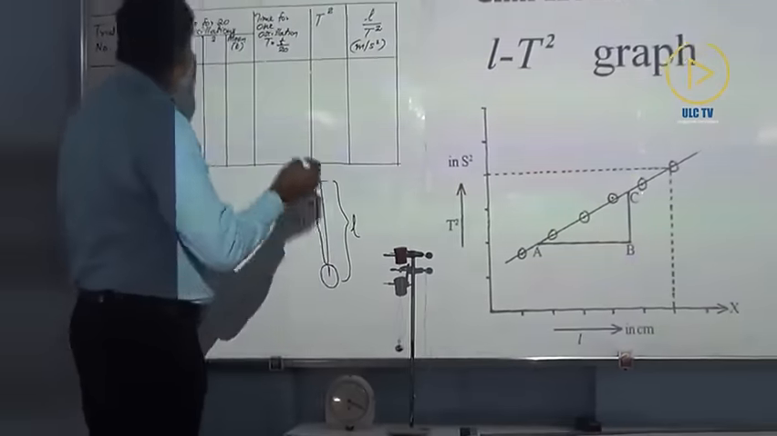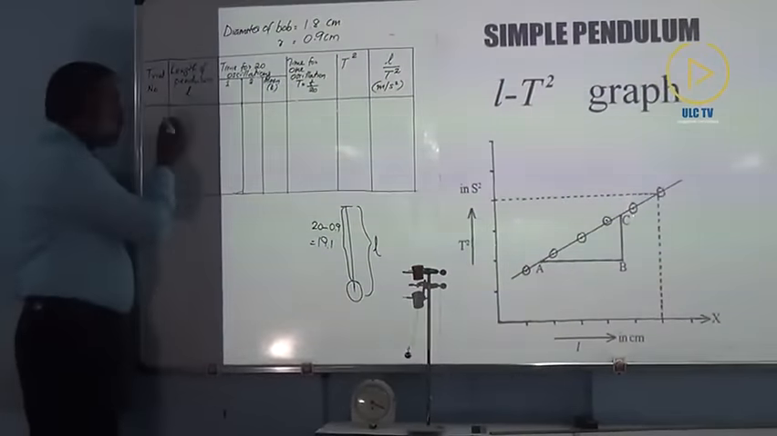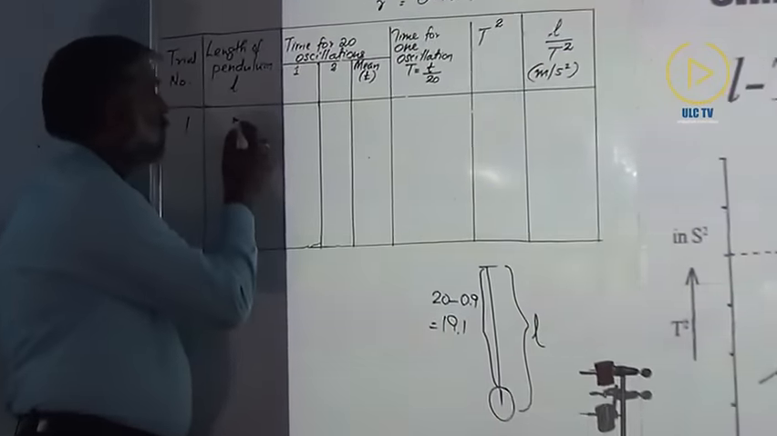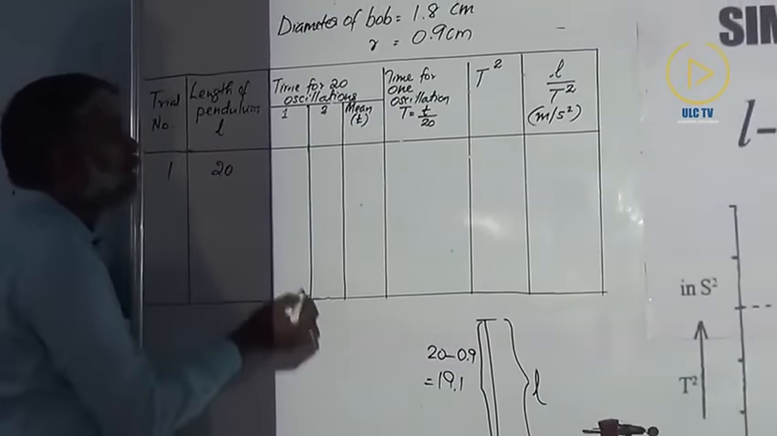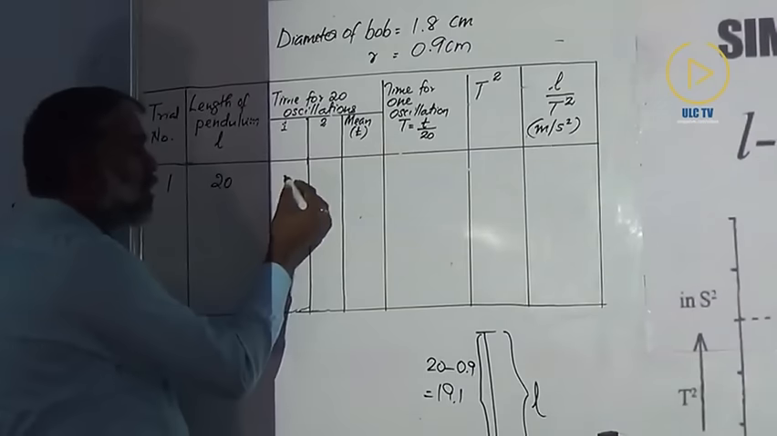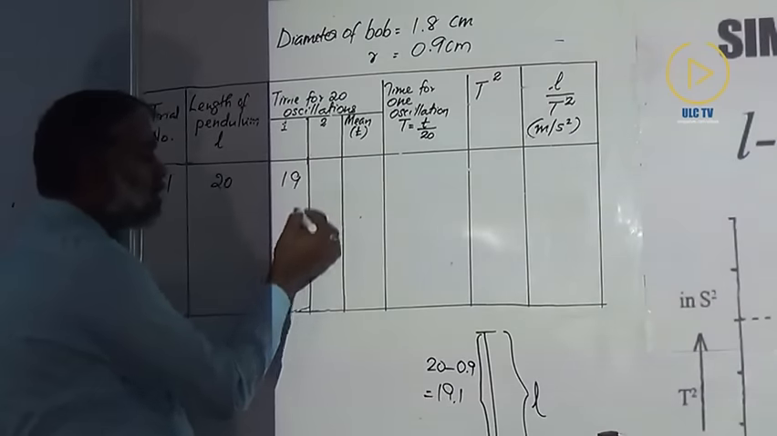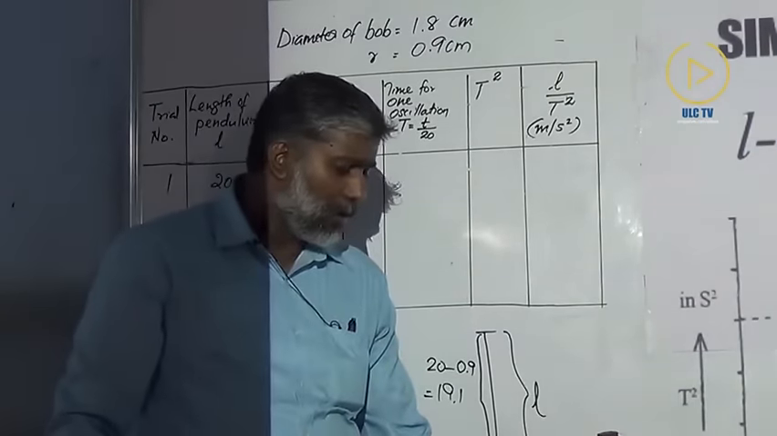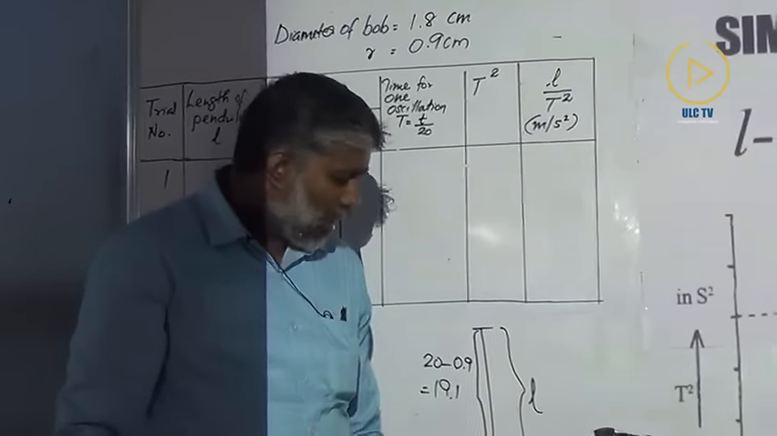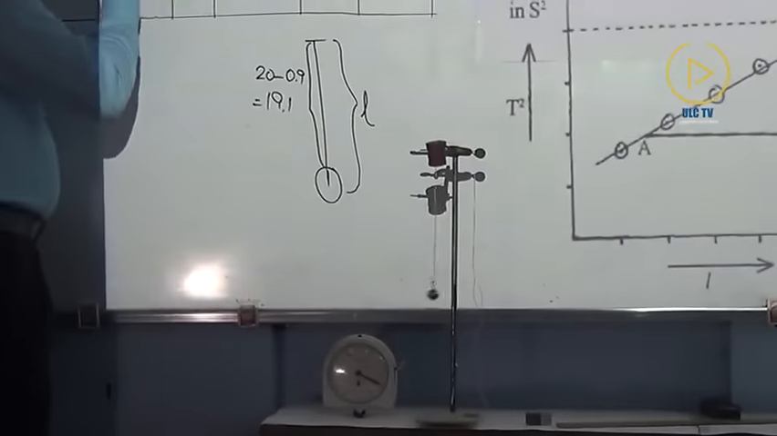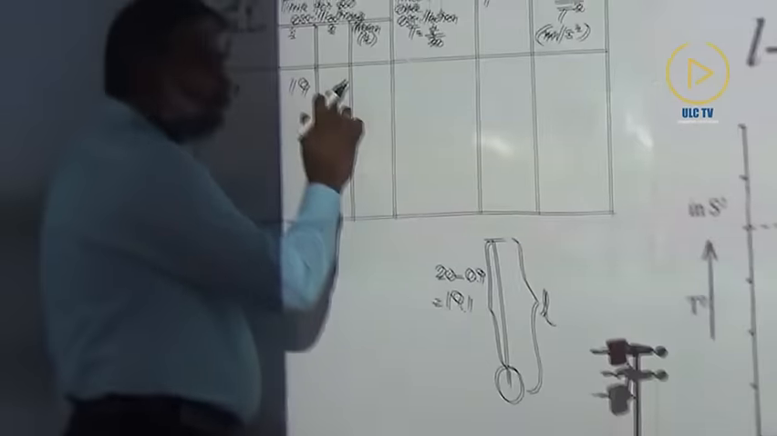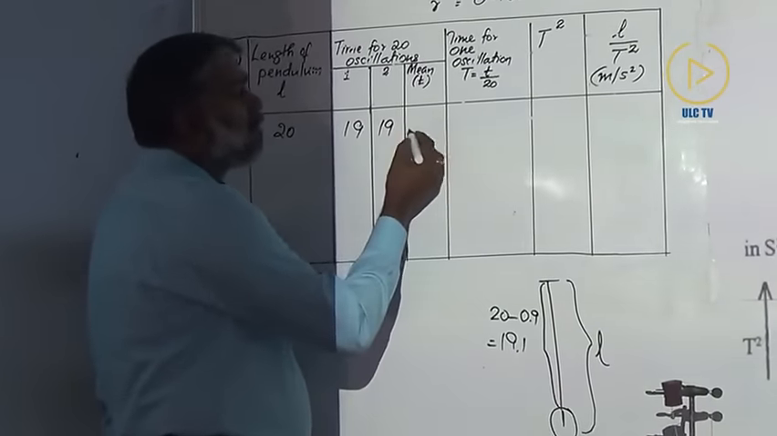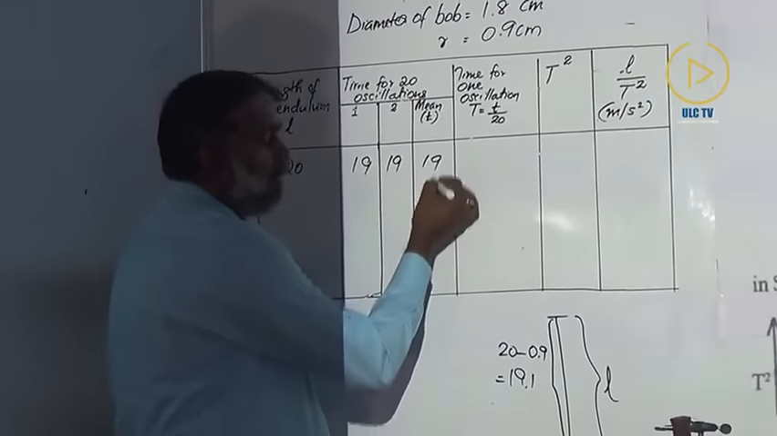So trial number 1, length of the pendulum is 20 centimeter. Time for 20 oscillations is 19 seconds. I have to do this once again. So I will get a value very close to this. Suppose it is 19. Then I take the average of these two. So it is also 19.